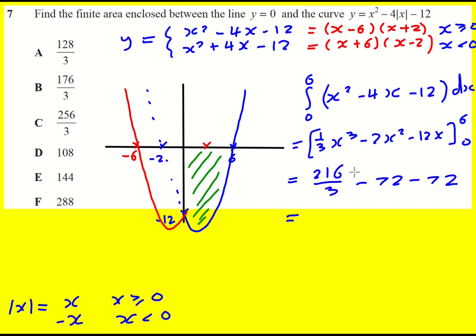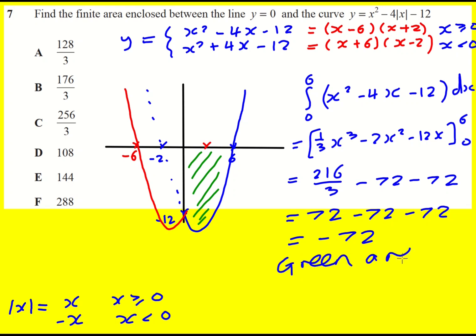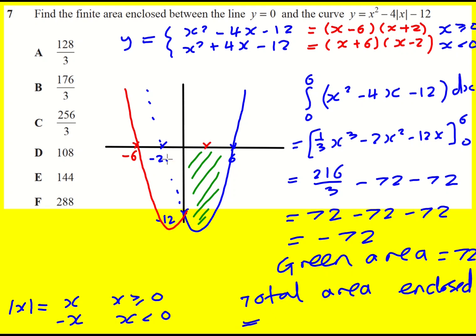Let's do this division. So that will be 72. So 72 minus 72 minus 72 gives me minus 72. So the green area, because remember we are integrating below the y-axis, so yeah, it makes sense we get a negative. The green area is going to be 72. And therefore the total area enclosed is just double that. Yes, all of this. Two lots of 72, which gives us 144.